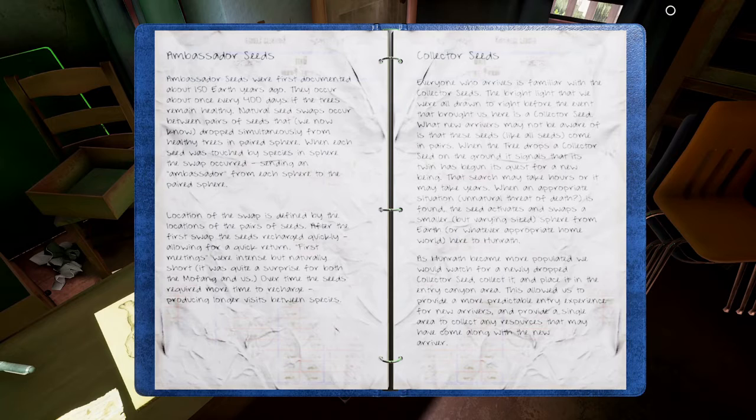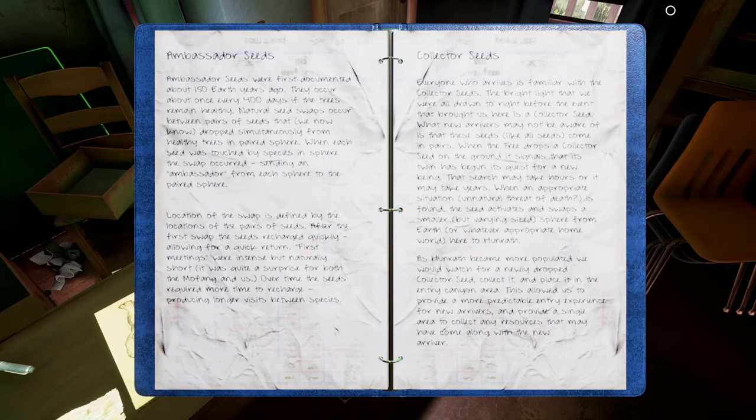When an appropriate situation, unnatural threat of death... Wait, what? A natural threat of death? Is found, the seed activates and swaps a smaller but varying sized sphere from Earth, or whatever appropriate homeworld, here to Hunrath.